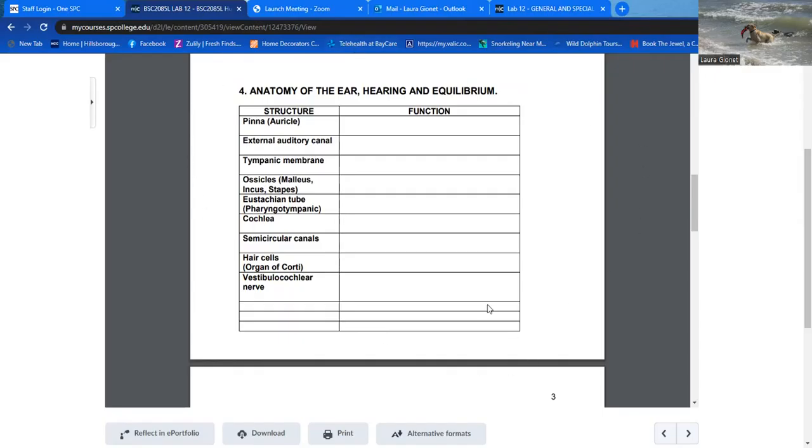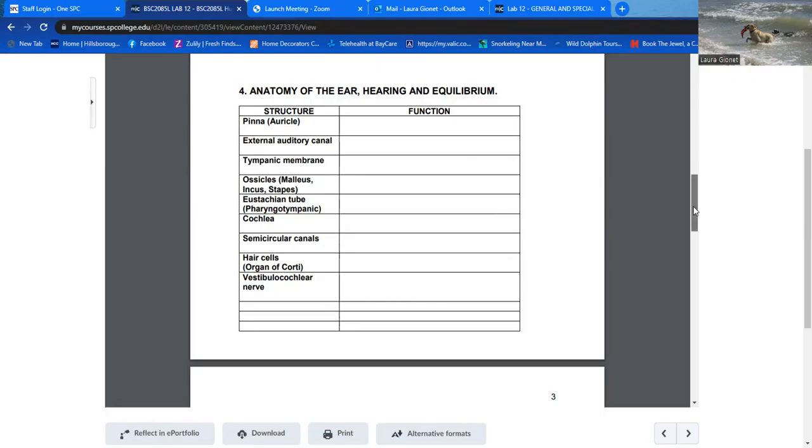Okay, then we go on to the anatomy of the ear, hearing, and equilibrium. So again, structure and function, right? We have the pinna, external auditory canal or meatus, tympanic membrane, and our ear ossicles, which are 3 small bones: malleus, incus, and stapes. The eustachian tube, now the textbooks call it the pharyngotympanic tube because it connects the upper part of the throat, called the nasopharynx, to behind the tympanic membrane. But frequently it's still referred to as the eustachian tube, so you should be familiar with both terms. Then the cochlea, semicircular canals, the hair cells of the organ of Corti, and the vestibulocochlear nerve, right?